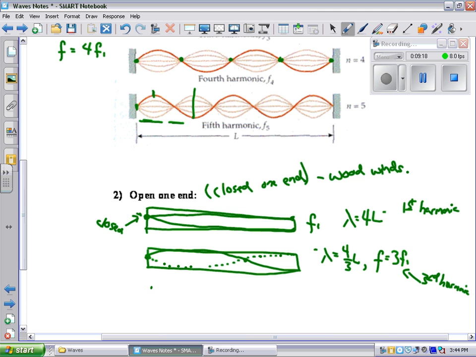And the next one would look like this. Okay, I have to add a node. I have a node at the end, and now I'm going to have 2 more, like so. So it's going to go like this. Like so. Here's my wavelength.